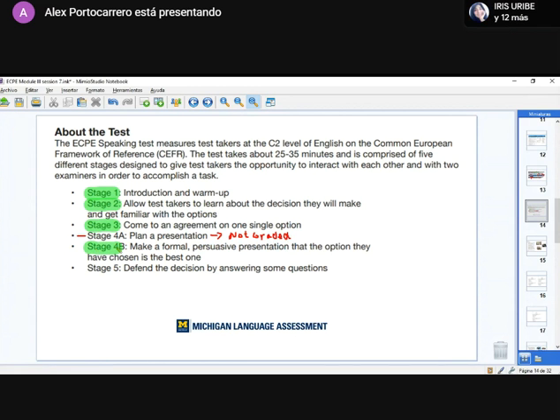And then it's stage 4, where they make a formal, persuasive presentation that the option they have chosen is the best one, right? They are presenting this to the examiner, who, as I said, plays the role of the director of the school, the owner of the restaurant, or the client, etc. Finally, they will have to defend their decision by answering some questions. These questions have to probably be a little prepared, but also a little improvised, on the spot, because you have to adapt those questions to the final decision they make, which you don't really know which one is. But you can think about what questions you could ask for each of the options. This is something you have to think about also when you're preparing the test, right?